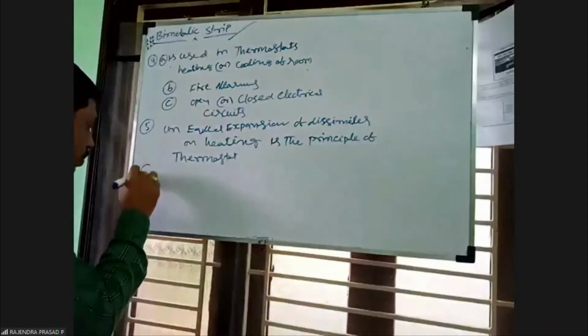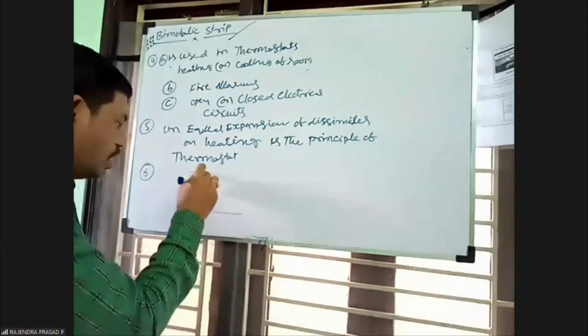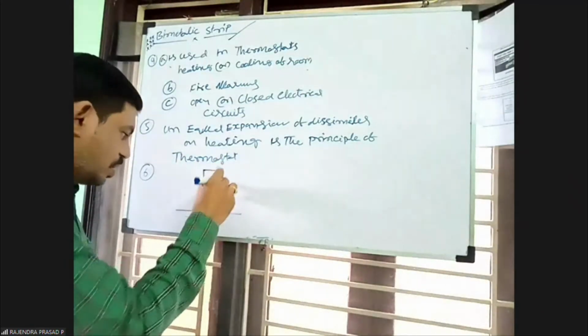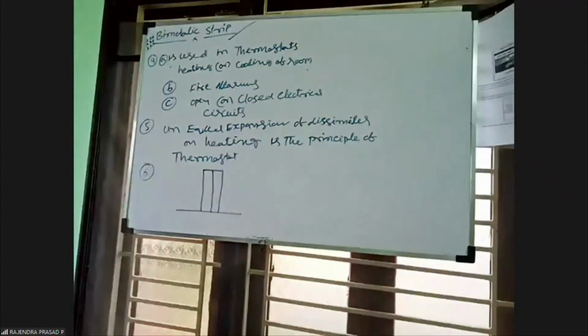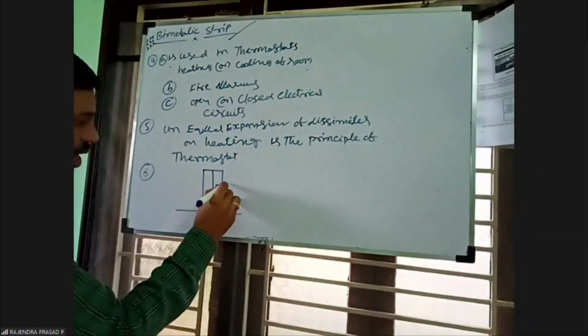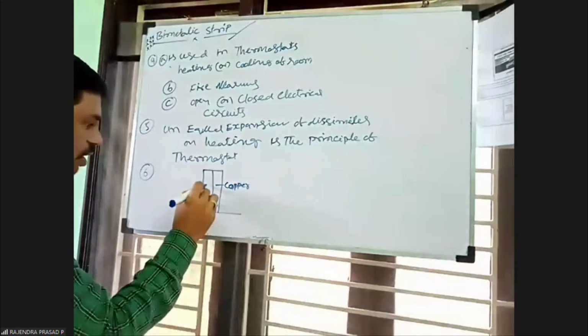Right, next one is the sixth one. For example, this is one bimetal strip. Two different rods: one is iron, another is copper. This is the copper. This is the iron.